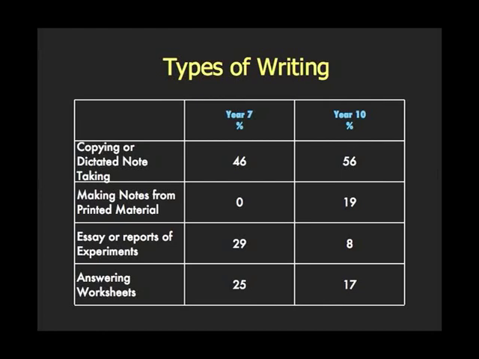Essay or reports of experiments, more in Year 7, less in Year 10, I suspect because they're doing fewer experiments, but they tend to be very formulaic types of writing. And then you get answering worksheets, again, which is a quite significant element of the writing that's going on. Now, all I'm saying is we just need to think a little bit more creatively about the ways in which we can get people to communicate and write science.